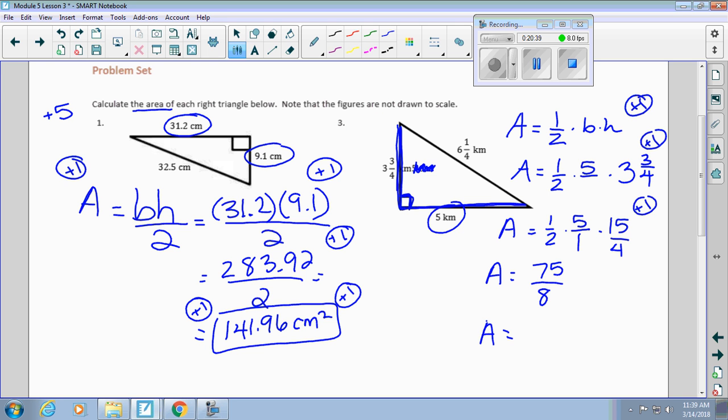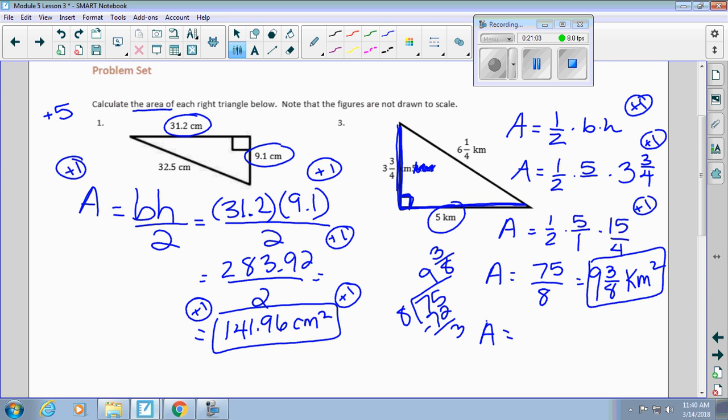Now, to convert that into a mixed number, you're going to take 75 divided by 8. Well, we know 8 times 9 gives us 72. You subtract, you get 3. So you're going to take your leftover amount and put that as your numerator and keep that denominator. So you're going to have 9 and 3/8, and your answer will be kilometers squared. All right, so again, let's look at this. You have 1, 2, 3, and then we'll say this one, the answer is worth 1, and your label's worth 1. So that one's out of 5 as well.